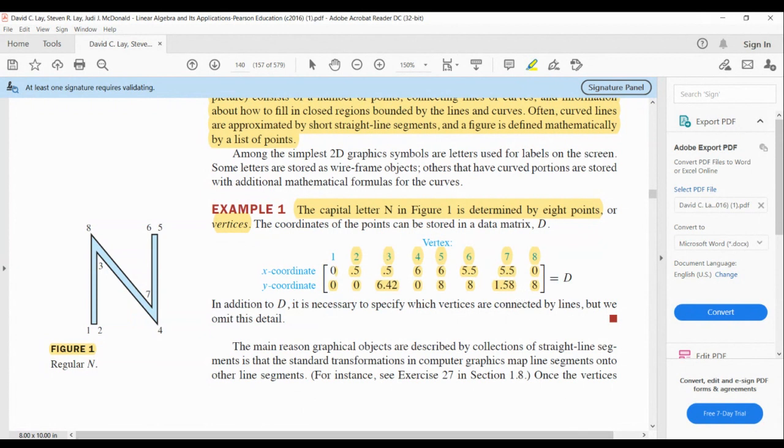All right, well, maybe we want to do something with the N. Maybe, for instance, we want to do a shear transformation. Remember the example where we had the sheep get sheared? Well, we can do the same thing with N.